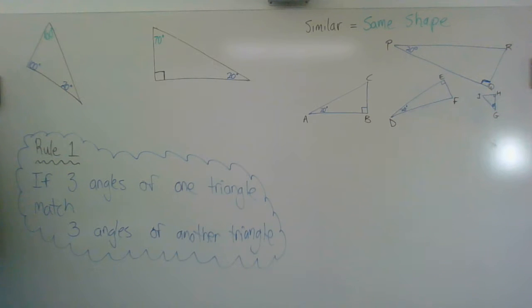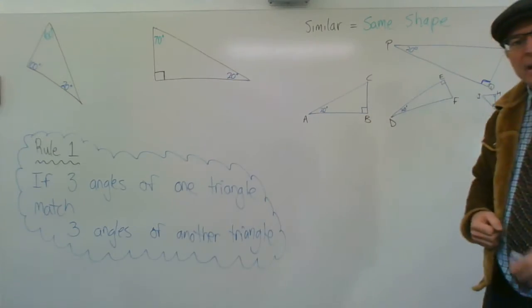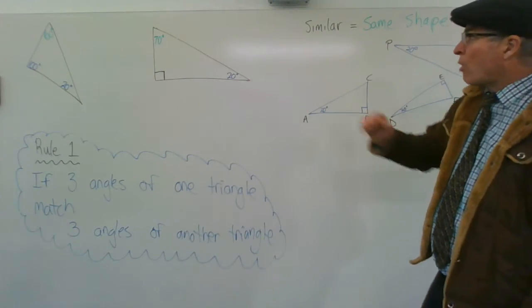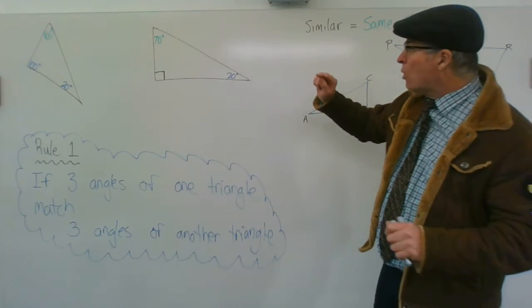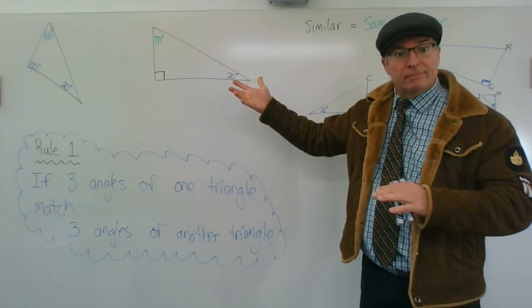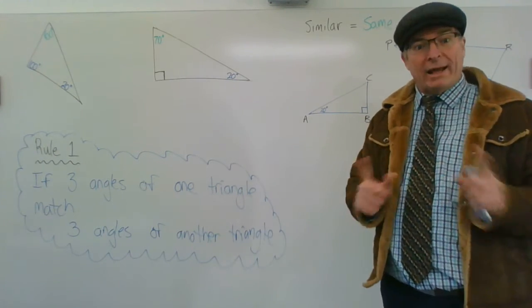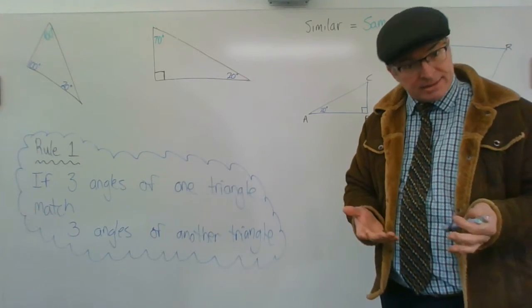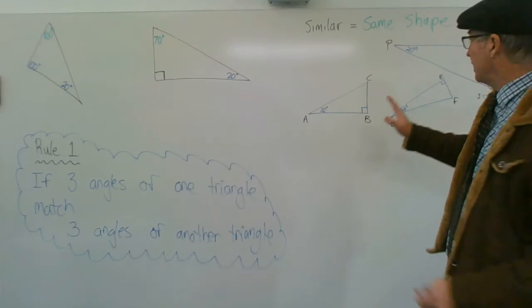If 3 angles of one triangle match 3 angles of another triangle, then they're similar. So they've got to have 3 angles in each one being the same. And we know for right-angled triangles, if we're told it's right-angled, then if you know one angle, not the right angle, then you know all 3. So given 2 right-angled triangles with one angle the same, then they're similar, as long as it's not just the right angle. But I'll show you what I mean here.